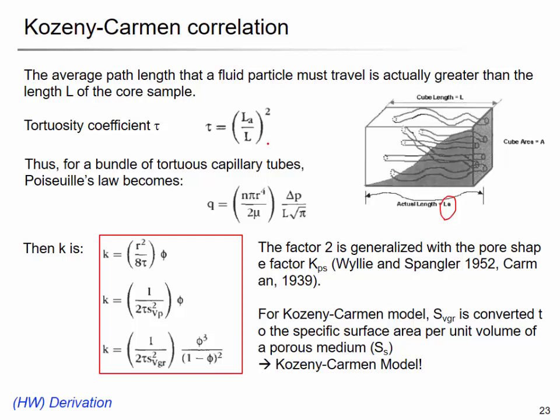So increasing tortuosity, or a larger tortuosity, means what? You have a very curvy flow path. And when the tortuosity is 1, it means that the path is straight. LA is the same as L, the core length. So keep that in mind. And then if we use this tortuosity coefficient, the Poiseuille equation becomes this one with the tau. Where is tau?